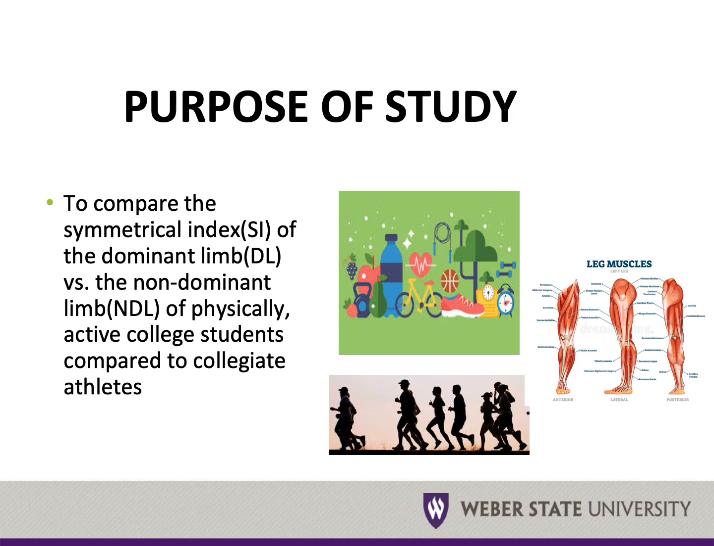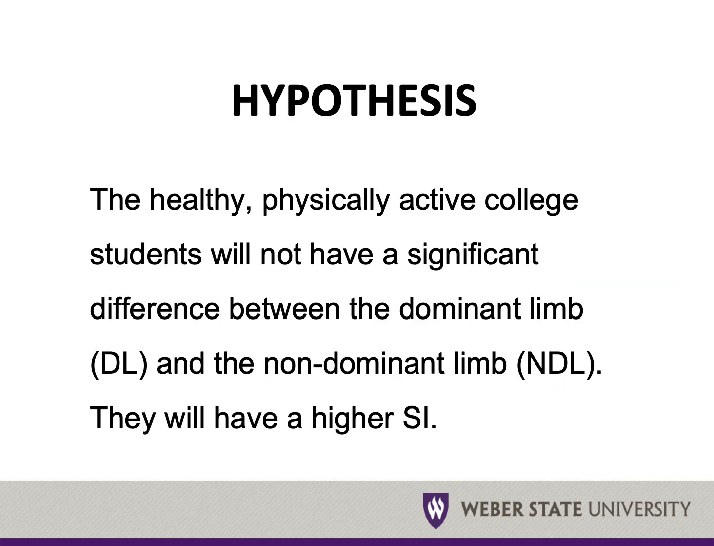The purpose of this study is to evaluate the symmetry between the dominant leg and the non-dominant leg of healthy, physically active college students. My hypothesis is that the healthy, physically active college students will not have a significant difference between the dominant limb and the non-dominant limb. They will have a higher symmetry index compared to the collegiate athletes.